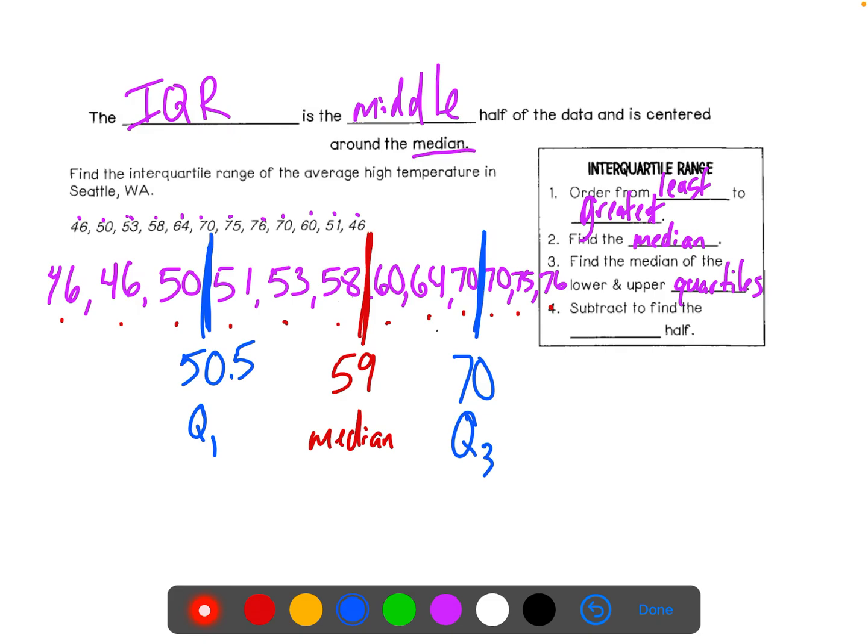All right. Now we're almost done. We have one more step, and that is to subtract to find the middle half.